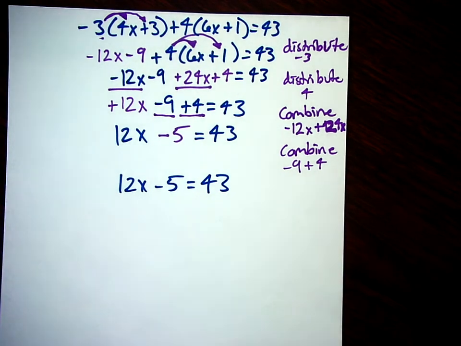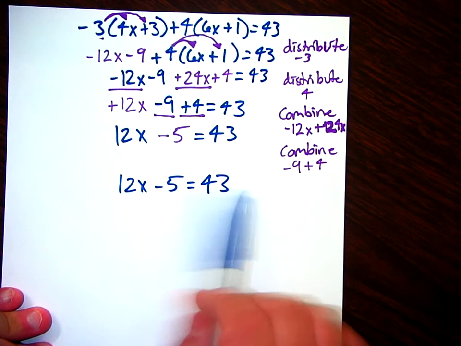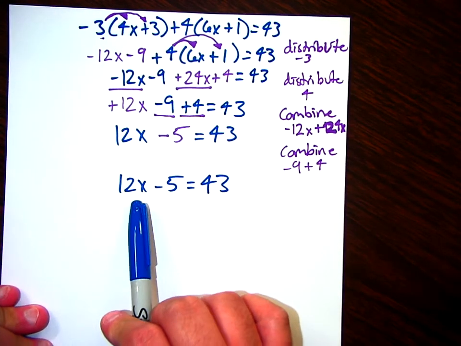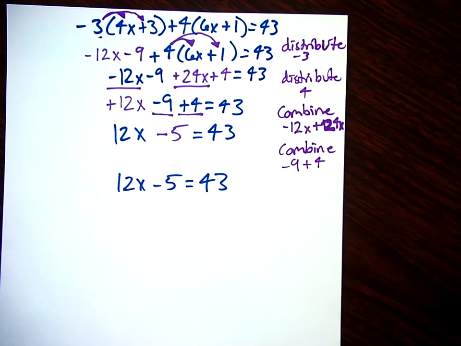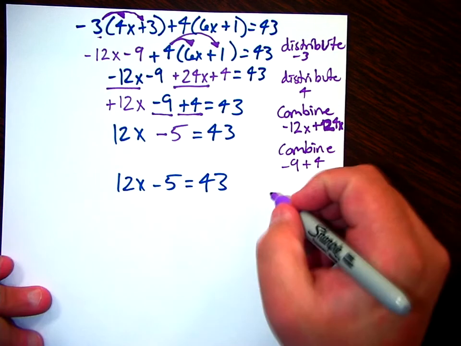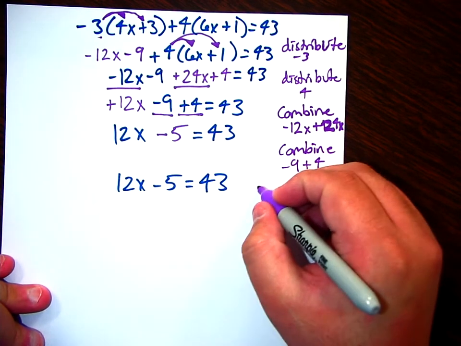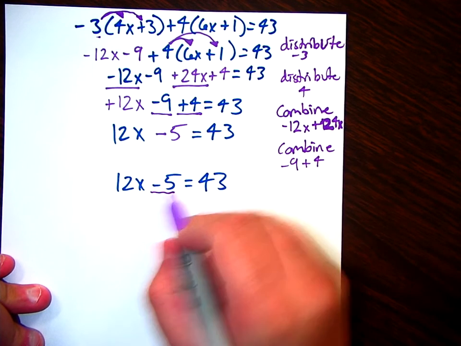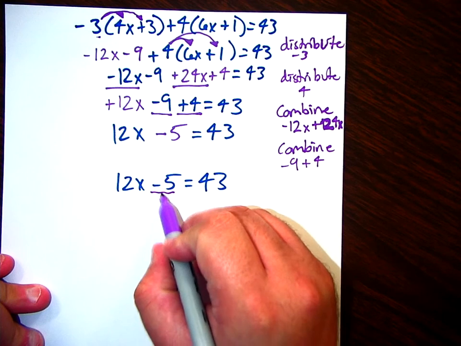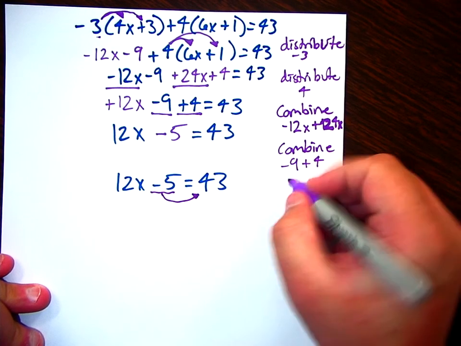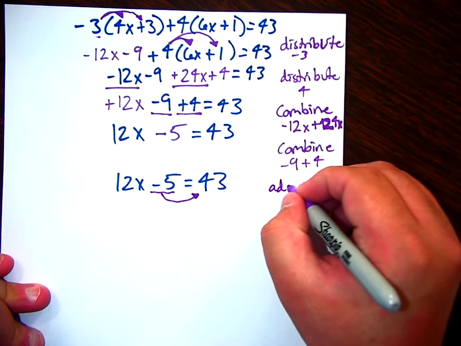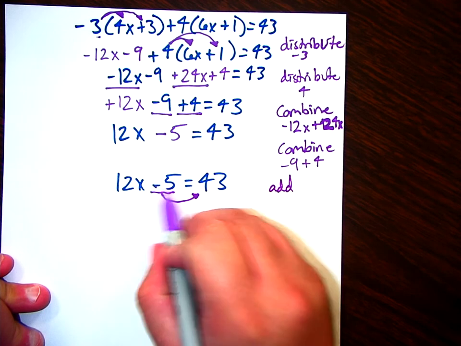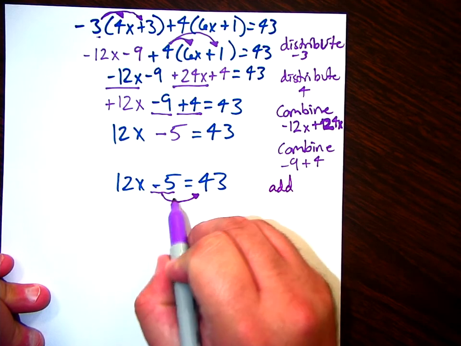But that is already done, right? We only have x's on this left-hand side. Cool. So next, it would be get all the non-variables to the other side. Here I have a non-variable with the x, and I want to move that guy over here. So we're going to do the opposite. Right now it's subtracted by 5, so we're going to add 5 to both sides.